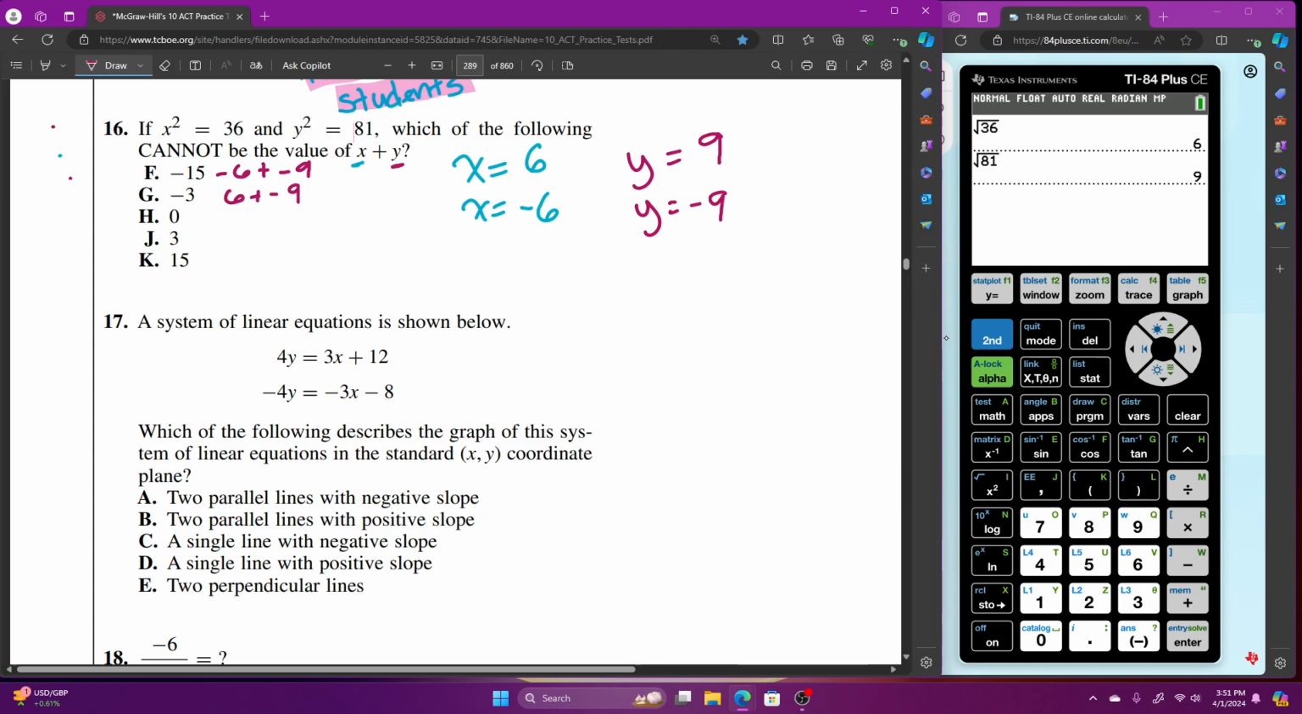Can we make a 0? No, because I'm not allowed to say 6 plus negative 6 or 9 plus negative 9. That would be x plus x or y plus y. That's impossible.